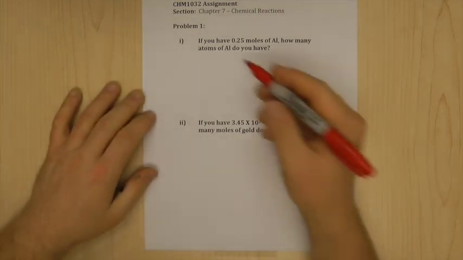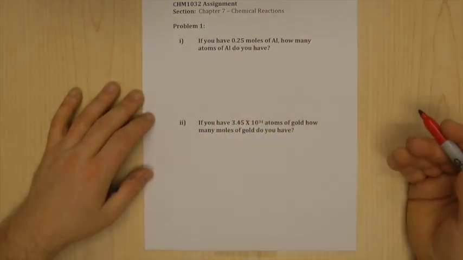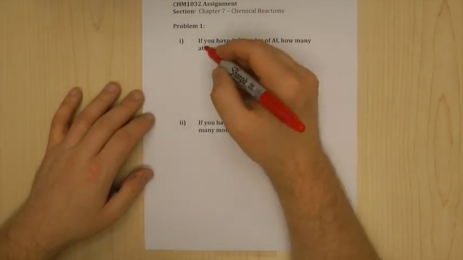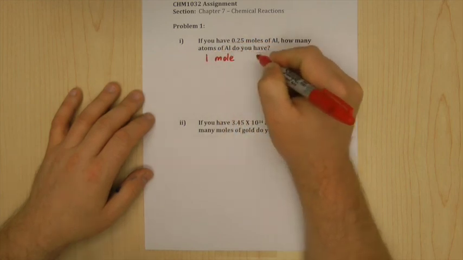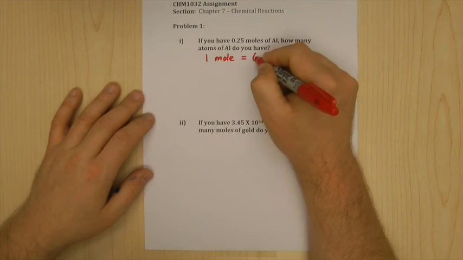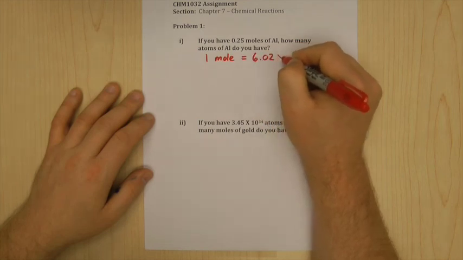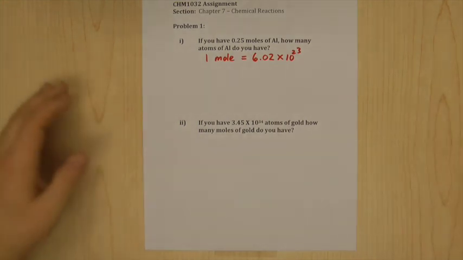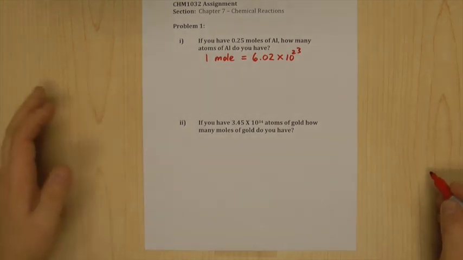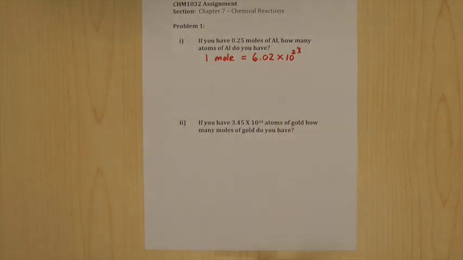We know there's this number called Avogadro's number. We know that 1 mole of anything equals 6.02 times 10 to the 23 of anything. So 1 mole of anything is 6.02 times 10 to the 23 of anything.